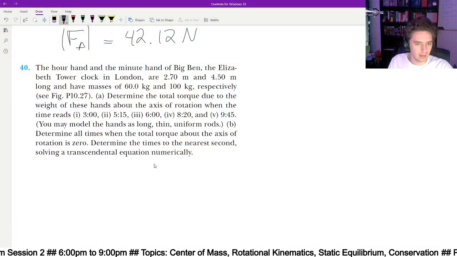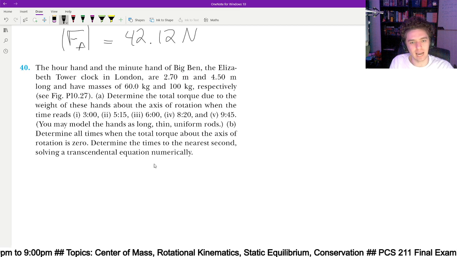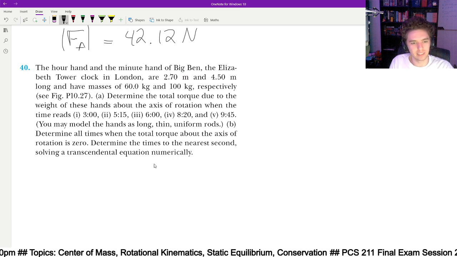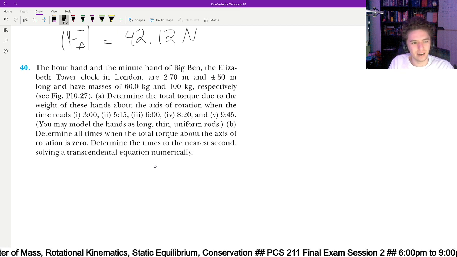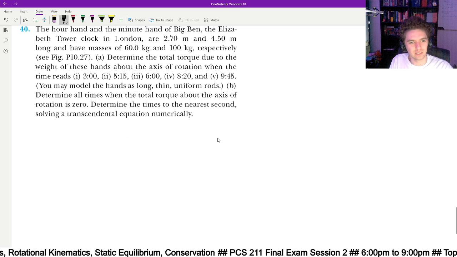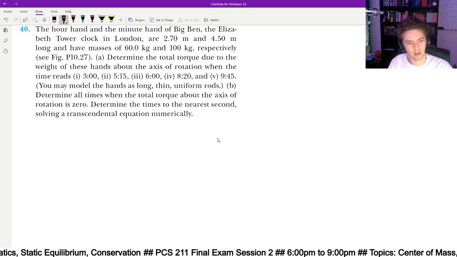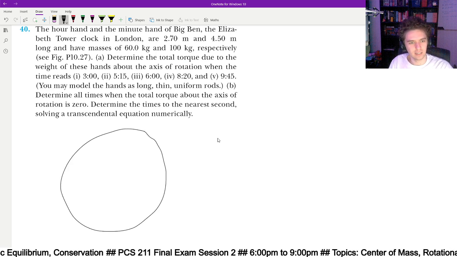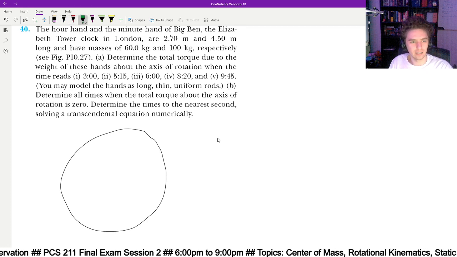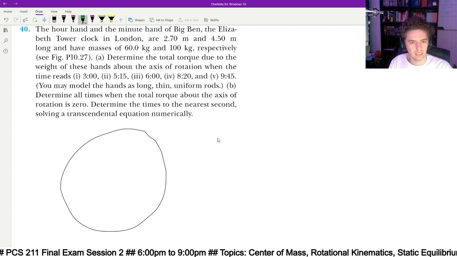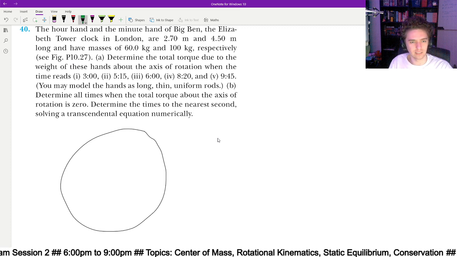So, determine the total torque due to the weight of these hands about the axis of rotation when the time reads that. Oh boy. Okay. So, let's give it a try. So the hour hand. Okay, we have a clock. The hour hand I'll draw in green. And let's start with the first time. So the first time is 3 o'clock. Okay, so the hour hand will be at 3.